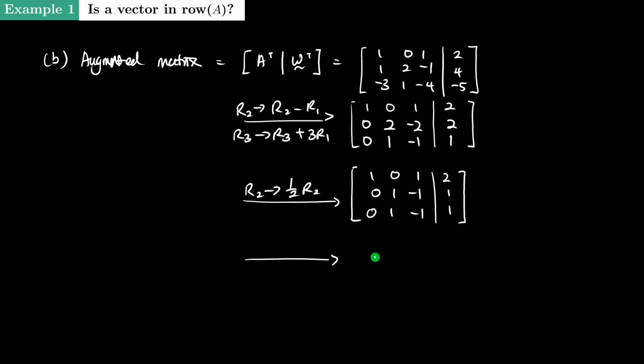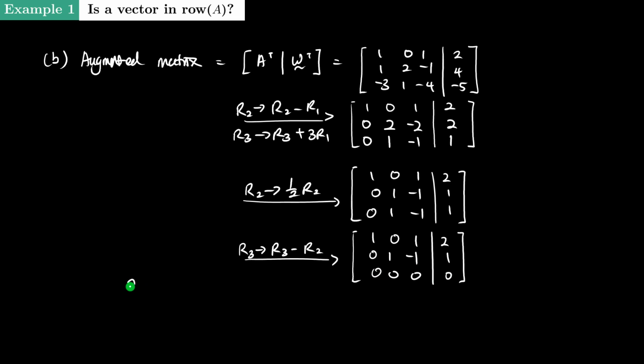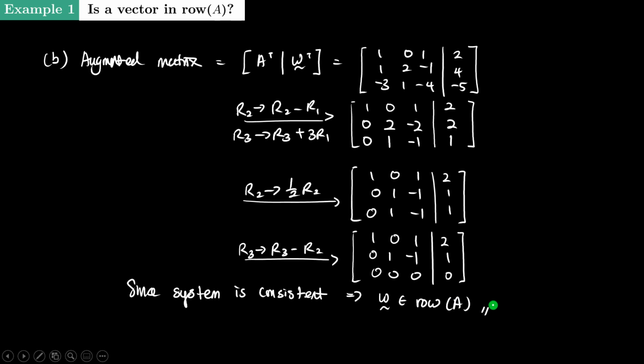And then the final step is to get rid of this number here. So we have row 3 becomes row 3 minus row 2. So we have 1, 0, 1, 0, 1, minus 1, 0, 0, 0, augmented by 2, 1, 0. Now the last row shows that the system is consistent. So we say since the system is consistent, this implies W lies in the row space of A. So that's our answer to part B.